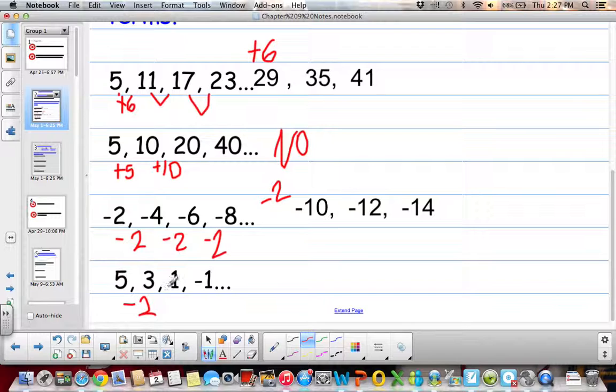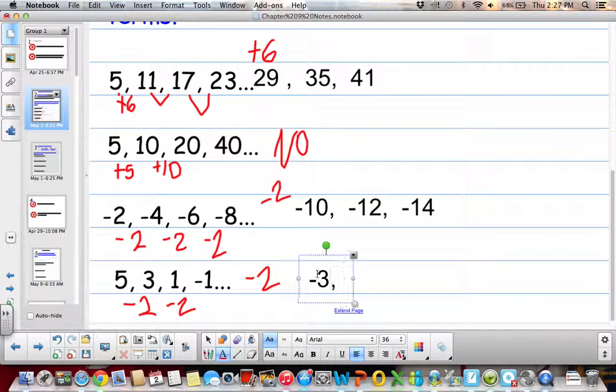Okay, here we have 5 to 3, which is -2 again, we're subtracting 2. 3 to 1 is -2. 1 to -1 is -2. So our common difference again is -2. And then our next three terms would be -3, -5, and -7.